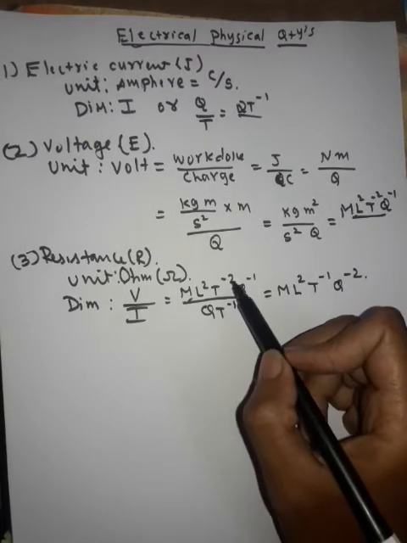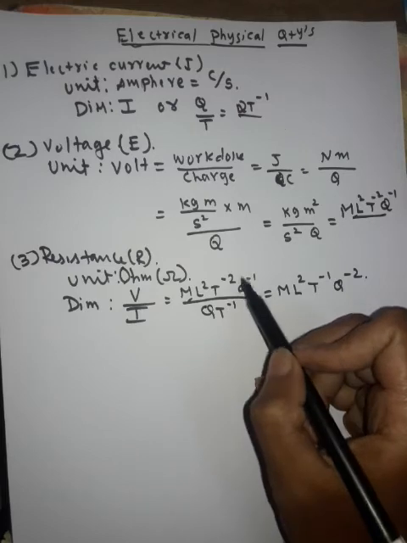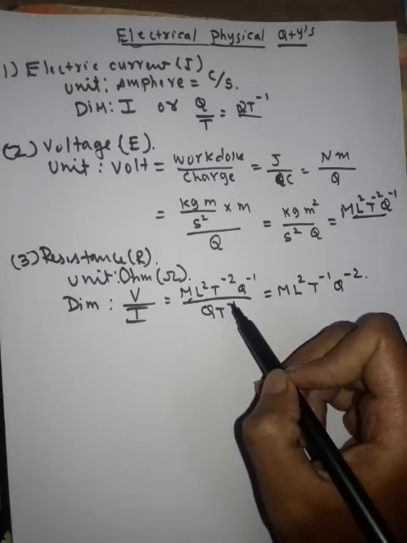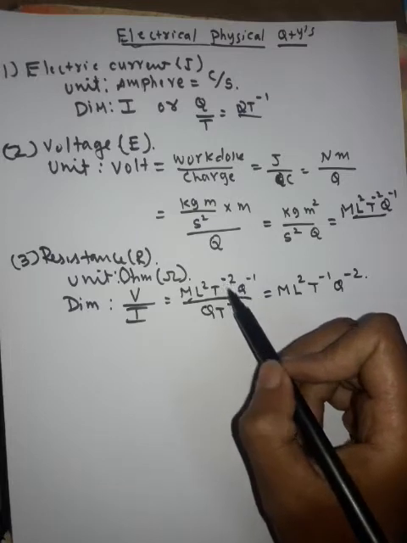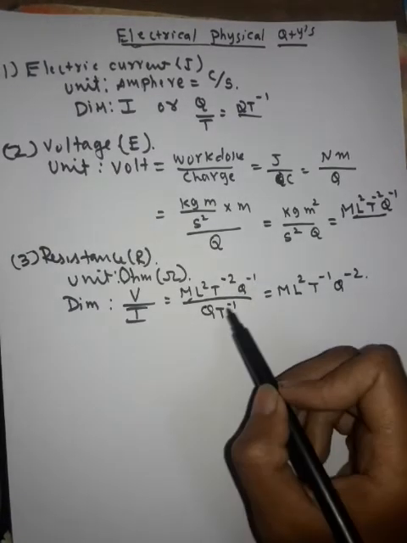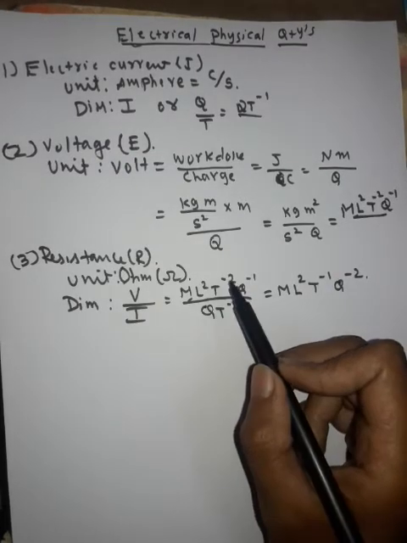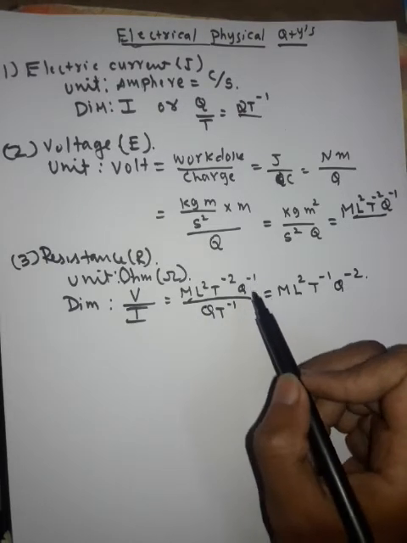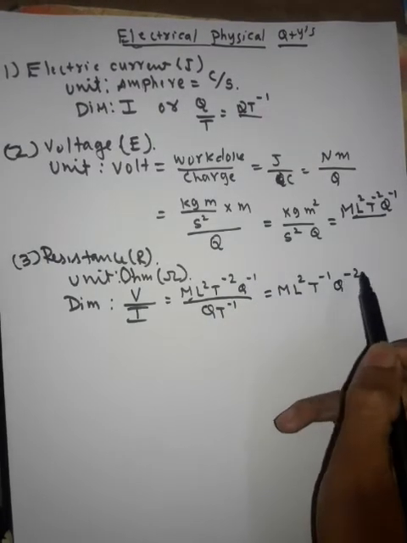Here this minus 1, if it goes to the numerator, then it becomes plus 1, and plus 1 minus 2 is minus 1. Q to the power of minus 1. If this Q goes towards the numerator, then this will also become to the power of minus 1. Q to the power of minus 1 plus Q to the power of minus 1 is Q to the power of minus 2.